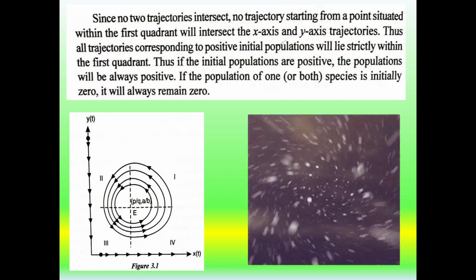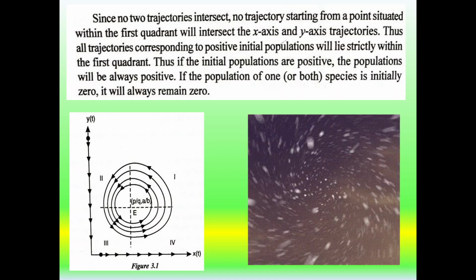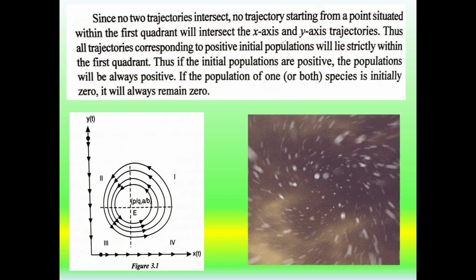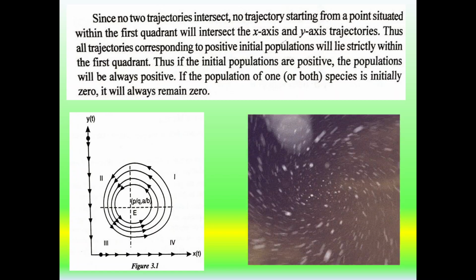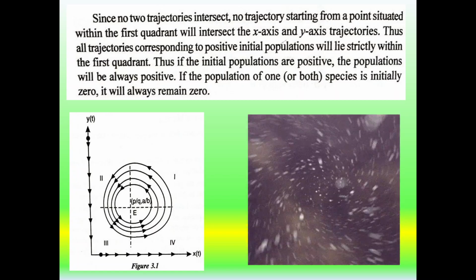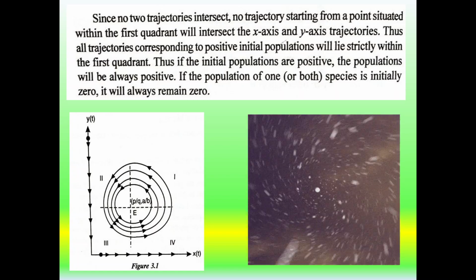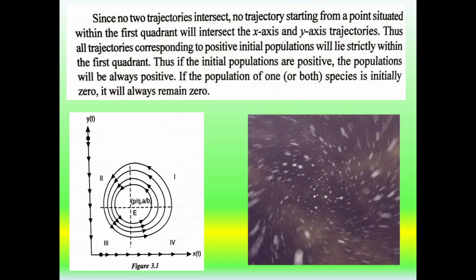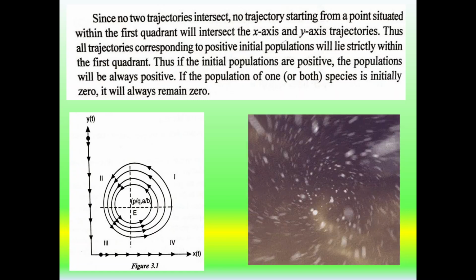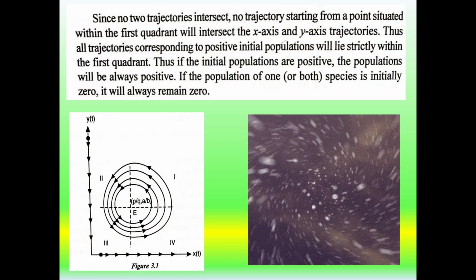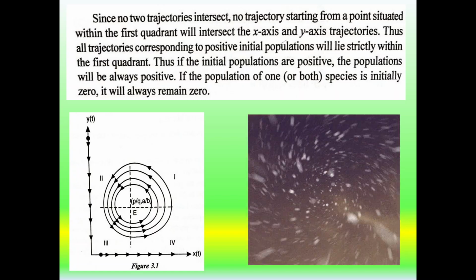So, this is an example for such trajectories. We can consider that no two trajectories intersect. No trajectory starting from a point situated within the first quadrant will intersect the x-axis as well as y-axis trajectories. So on extending such trajectories, they will not meet the x and y axis. Definitely, they will be circulating independently as shown there in the figure.